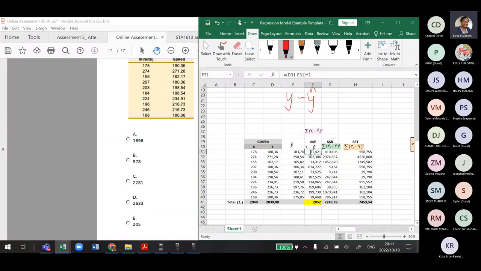Okay. So to double click inside. It should be your Y value minus your estimated value squared, right? So it does that for each and every one of them. Just want to make sure. This is the problem. Okay. Are you sure they didn't make a mistake here too?